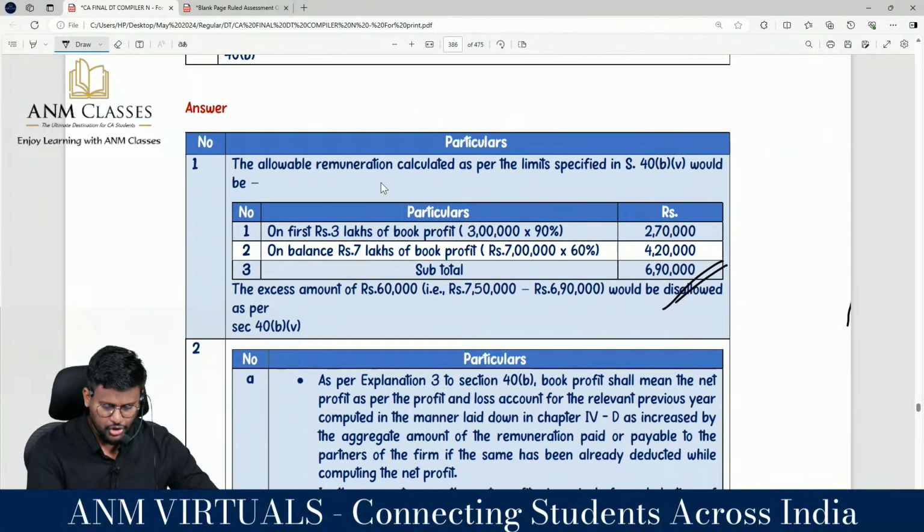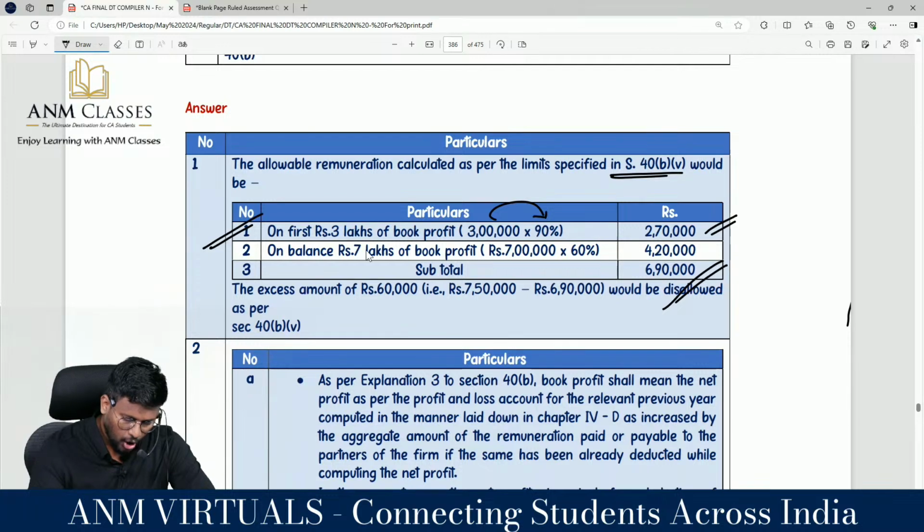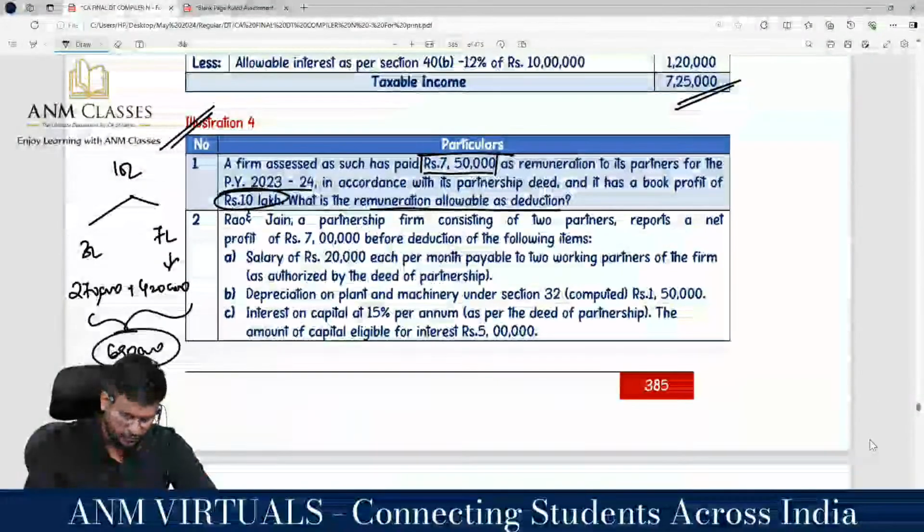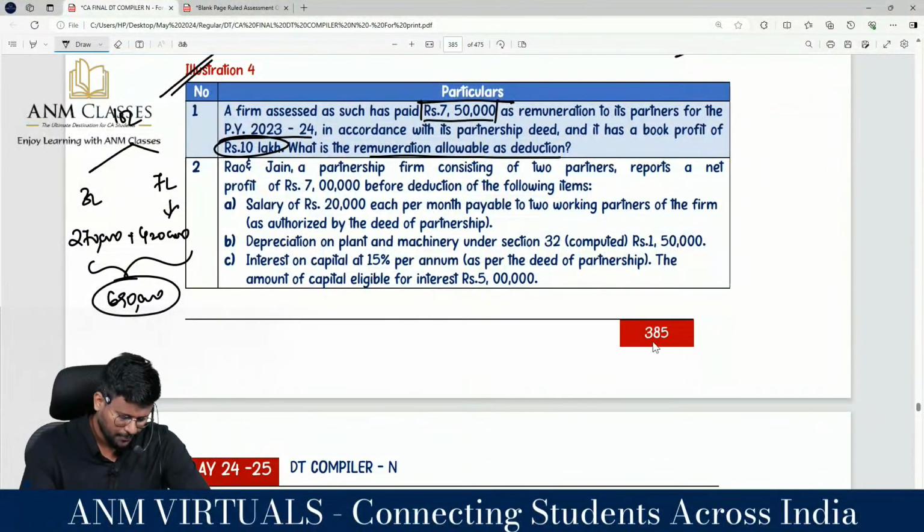So the allowable remuneration calculated as per the limit prescribed in 40B subsection 5 would be, on the first 3 lakh of book profit, 3 lakh into 90%, 2,70,000. On balance 7 lakh of book profit, 7 lakh into 60%, 4,20,000. Subtotal is 6,90,000. The excess amount of 60,000 would be disallowed as per section 40B subsection 5. Moving to the second question.